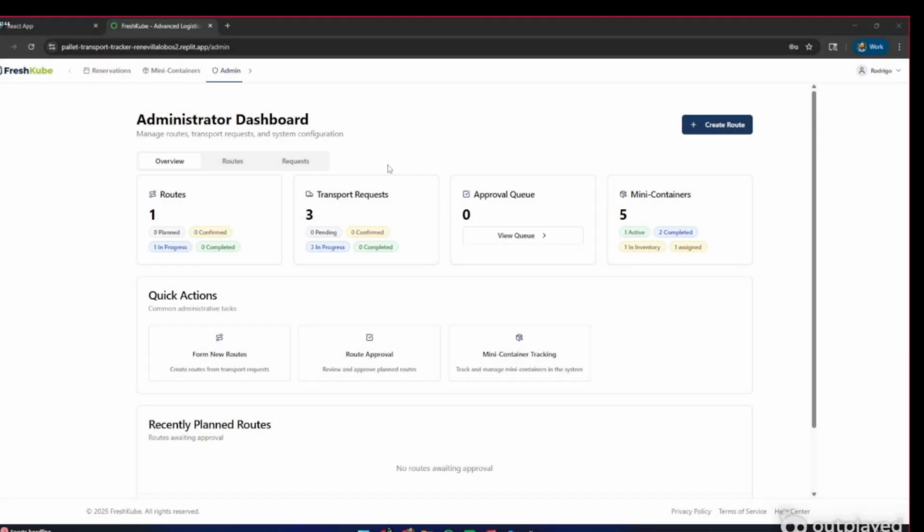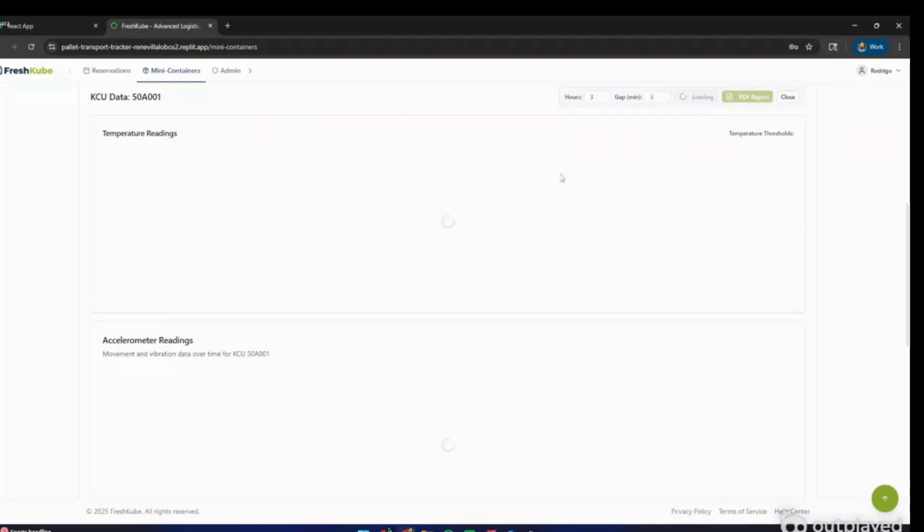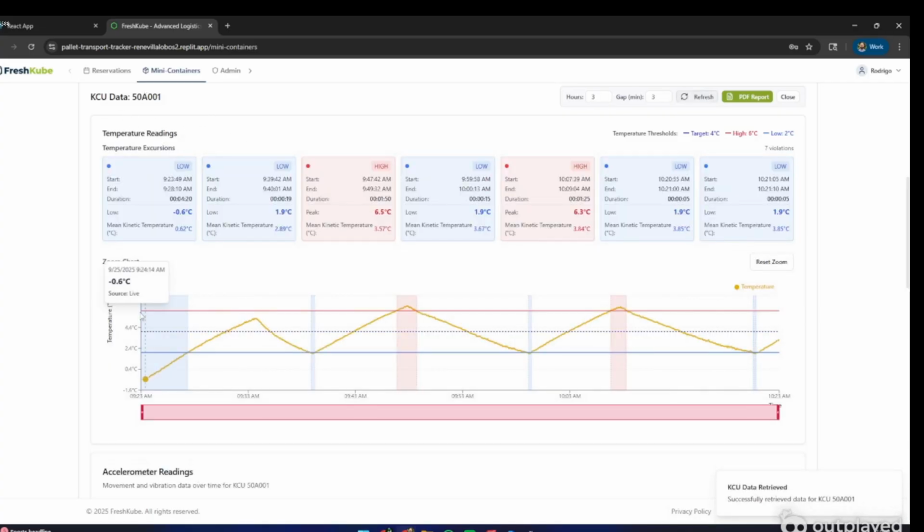Now, with respect to the cloud platform, this is a web platform based on internet that we can use to monitor the internal conditions of each mini container. In this case, we can see all the mini containers being attached to the CDU, and we can look at the traceability records for each of these mini containers. For example, here we have mini container 01, and we can see the temperature profile over the last couple hours.